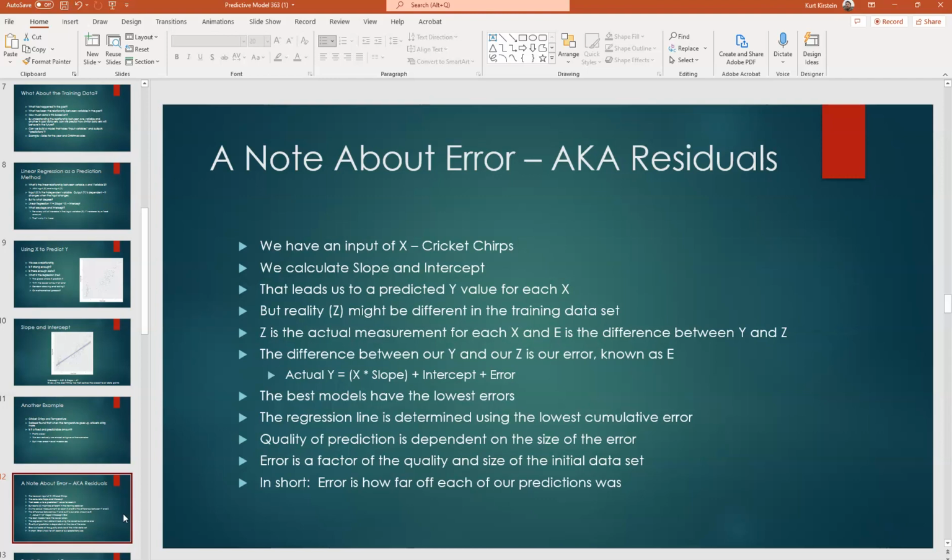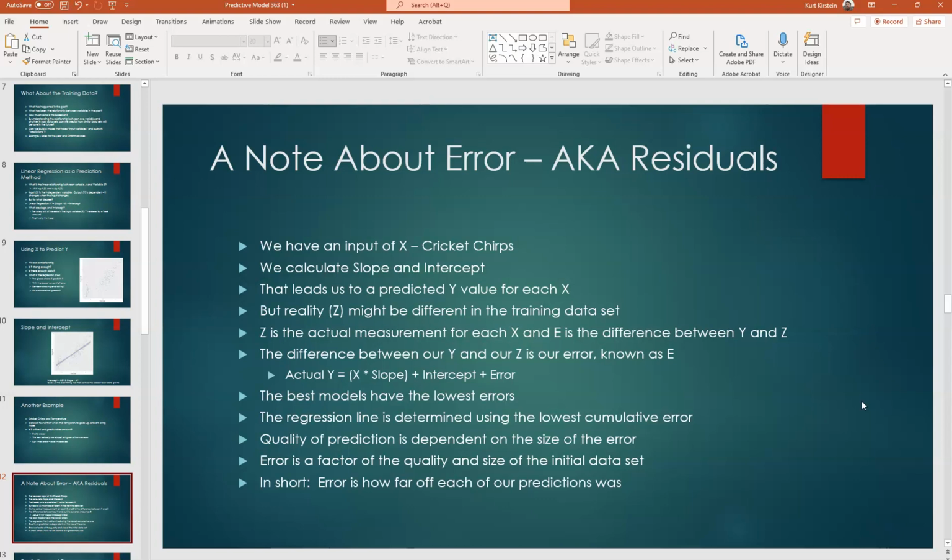It's only in examining the predictions made on the training data set, where we have the actual output values, that we can determine how accurate our model is. So we will look at how much error there is in the training data. The actual formula for calculating the predicted y's is to take x times my slope plus my intercept, and also account for error, because I want to be able to adjust this value to make it as accurate as possible. The best models will have the lowest errors, and the regression line is determined using the lowest cumulative error.